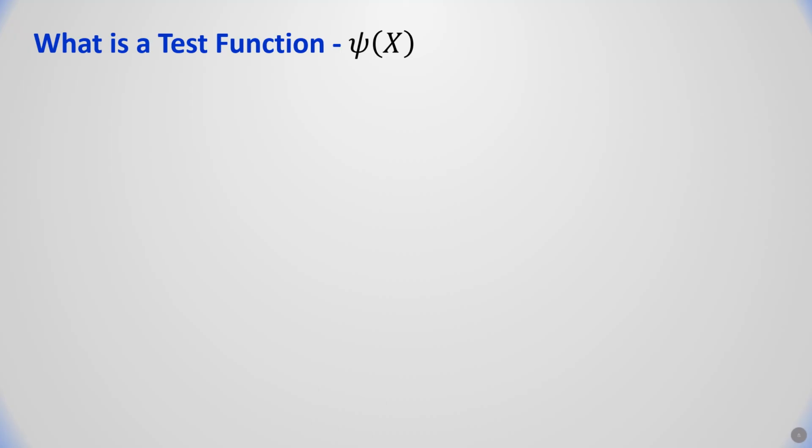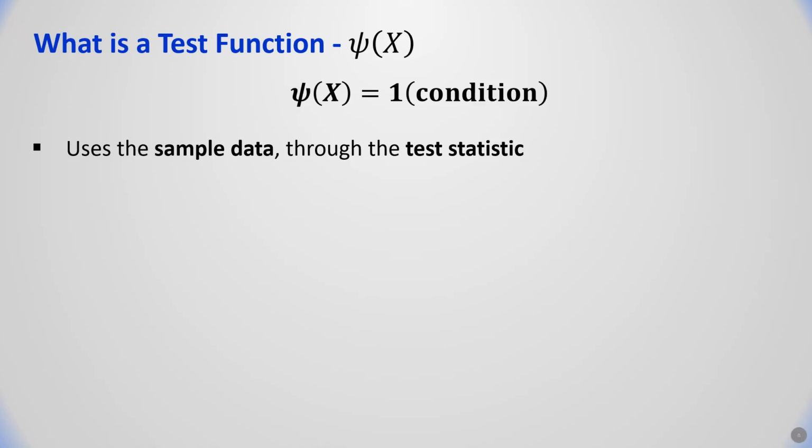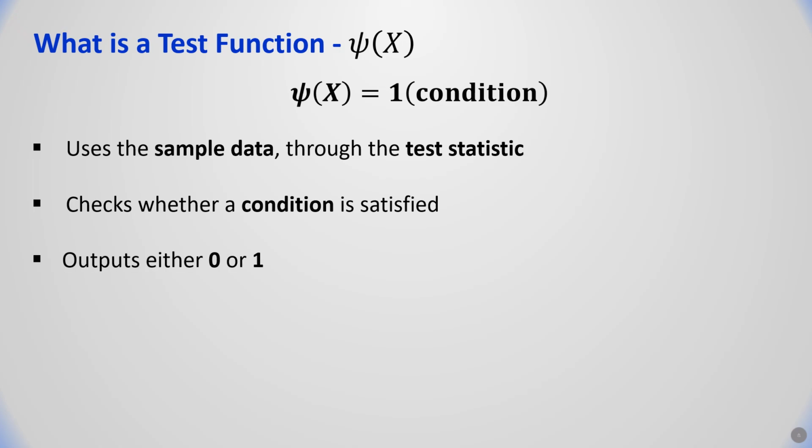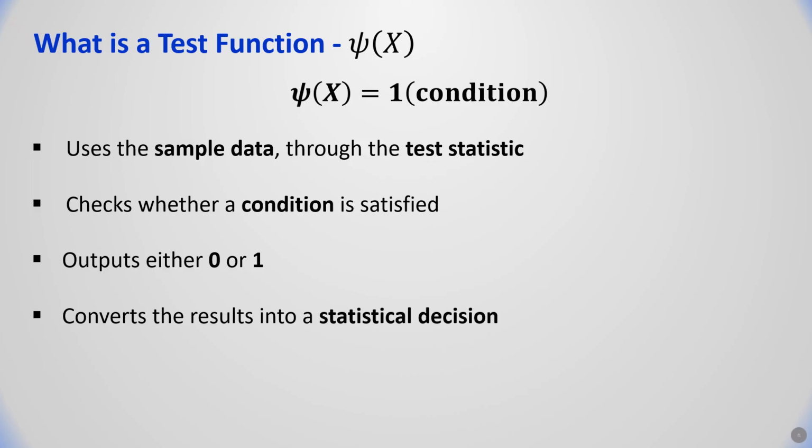We denote the test function by psi of x. Mathematically, it is written using an indicator function. The test function uses the sample data through the test statistic to check whether a specified condition is satisfied. Think of the indicator function as a simple switch. If the condition is satisfied, it outputs 1. Otherwise, it outputs 0. This output is then converted into a statistical decision.